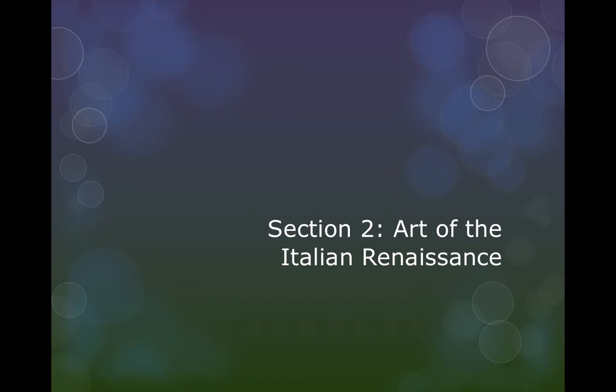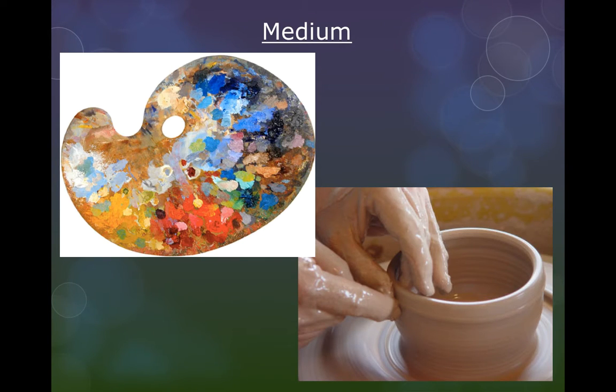So, the first term that we want to be familiar with is the term medium. And what a medium is in art is it describes the materials used to create a piece. So, examples of mediums that we would see in art, if you're looking at the screen, would be different types of paints, clay, whatever it is that you are using to create that particular piece.